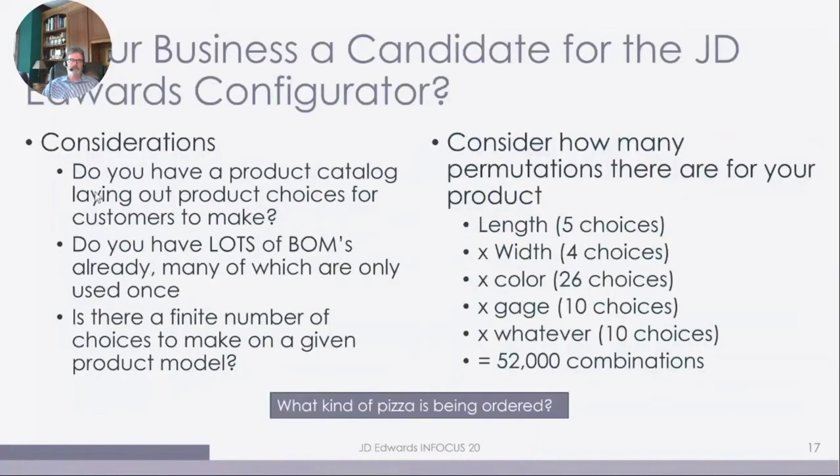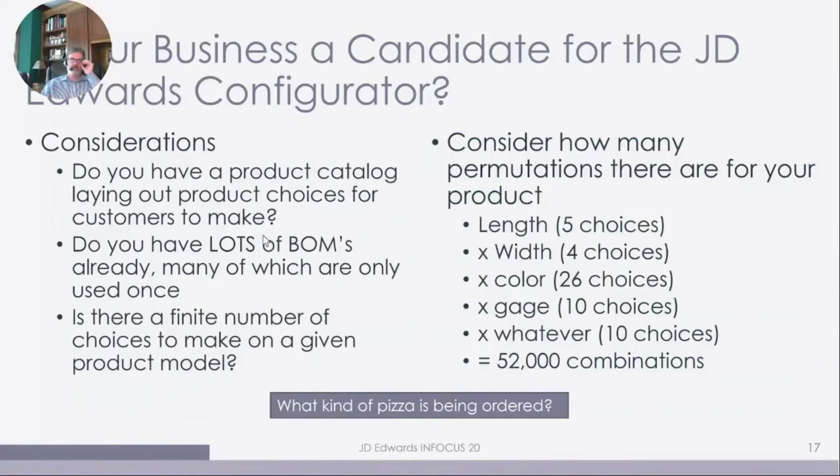So, is your business a candidate for the JD Edwards Configurator? These are the different considerations that Joel and I look for when asking, is there an opportunity to reduce lead time, to improve things by using the configurator? The first indication usually is, do you have a product catalog that lays out the product choices for the customers to make? Is it a car? Is it a pizza? Is it a forklift? Is it a lock where there's a finite number of choices to make, and it's not an infinite number, and there's not 270 things to design about it, and it's repeatable? So if there's a catalog, that's often an indication.